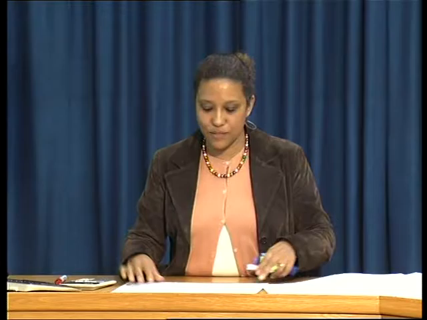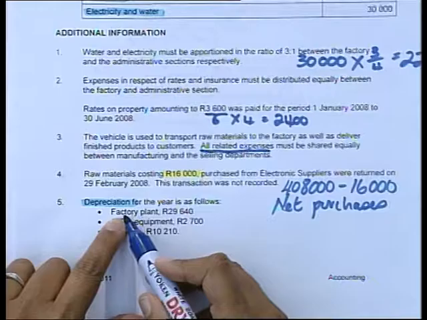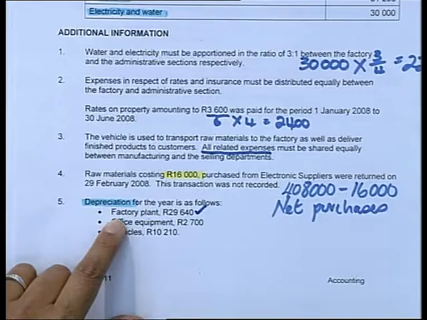Okay, learners, let's move on now. Let's work with depreciation, okay? Depreciation for the year is as follows. Depreciation on factory plant. So you simply put that amount in with depreciation. That goes in because it's related to the factory.